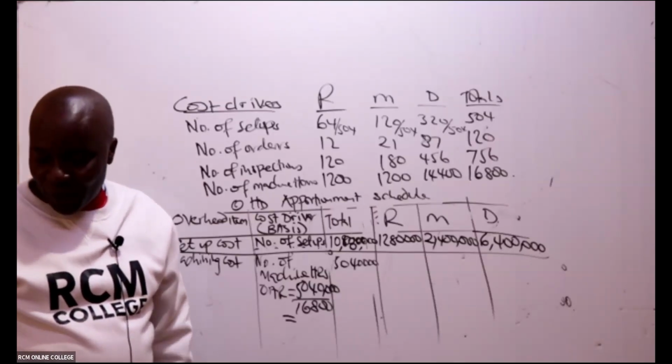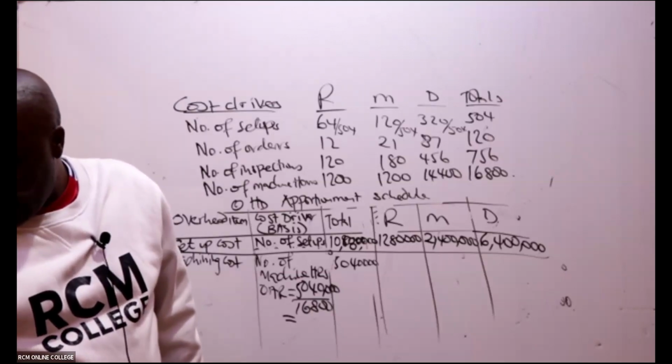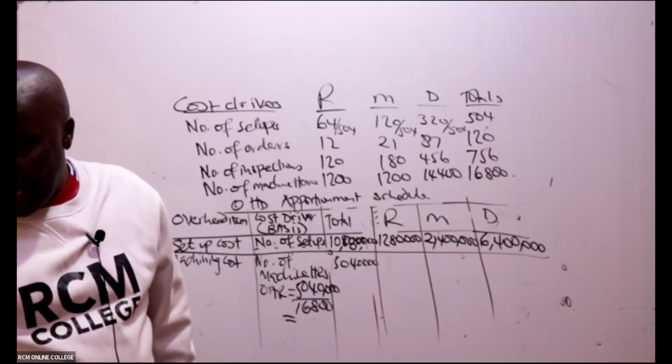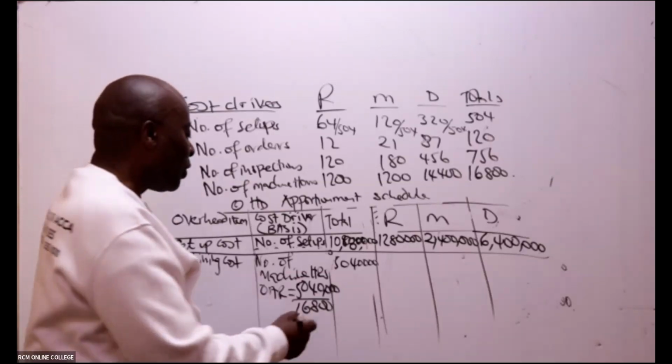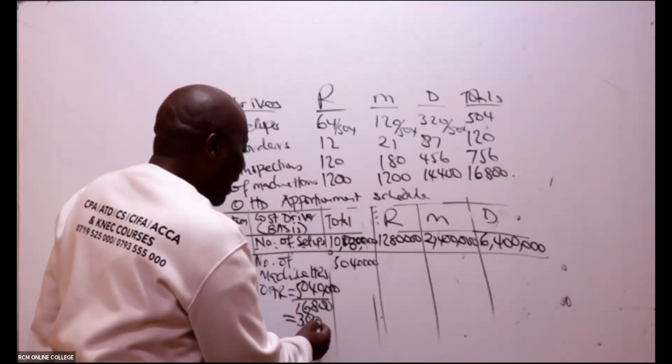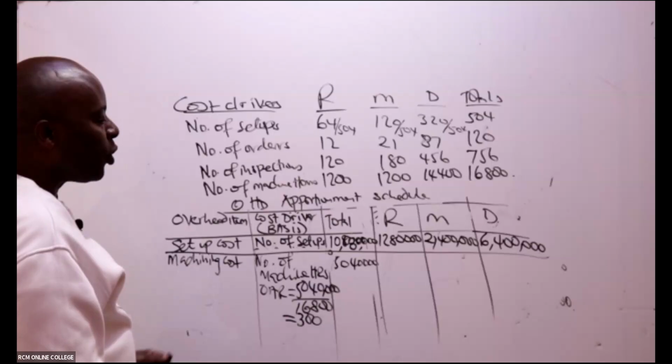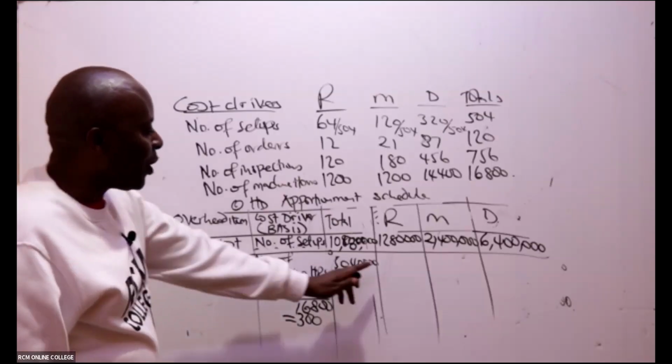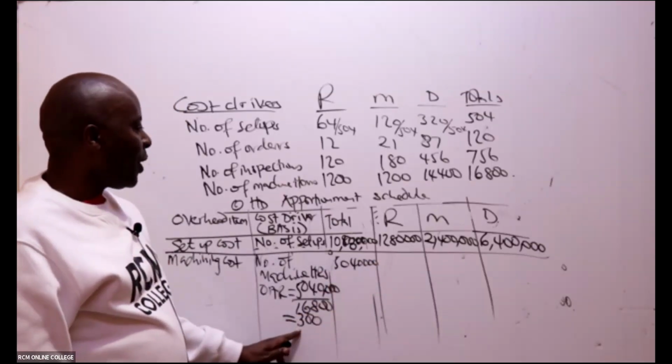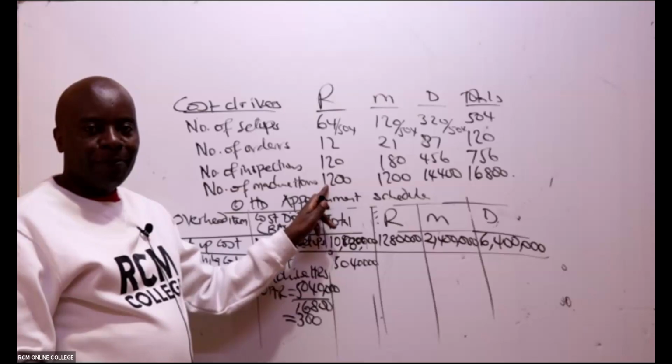I would want to hear from you. I can see 300, 300, 1,500. It is 300, isn't it? So then I will know this is 300 per activity level, per machine hour. So when I go to R now, I will take this 300 times machine hours.